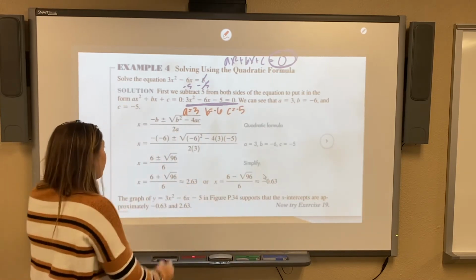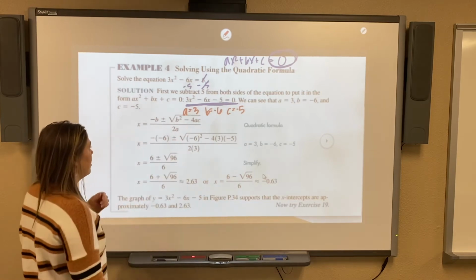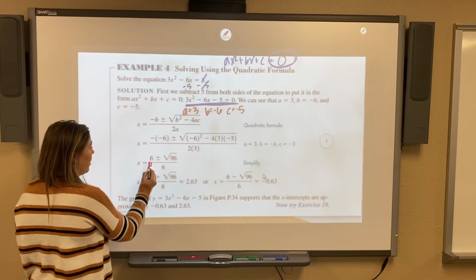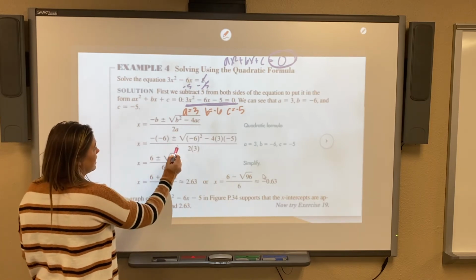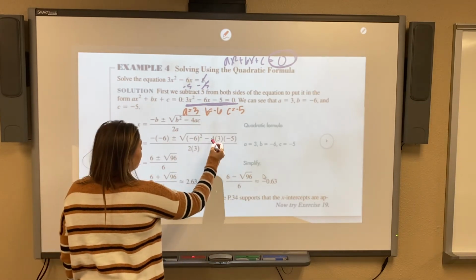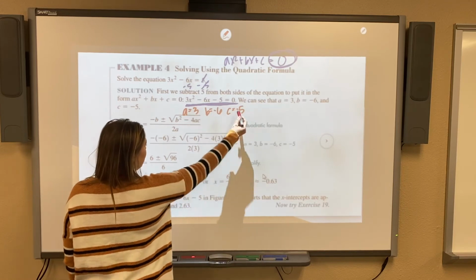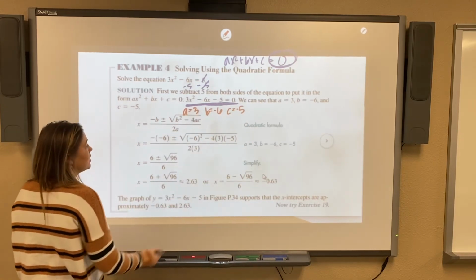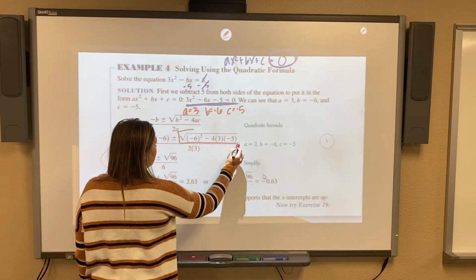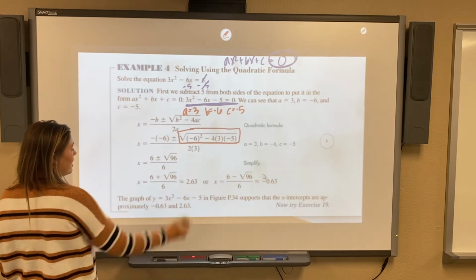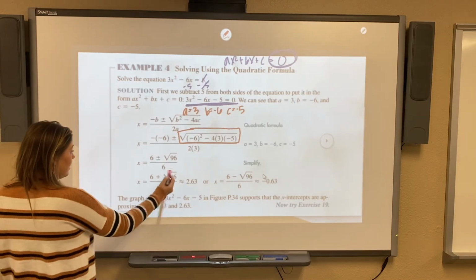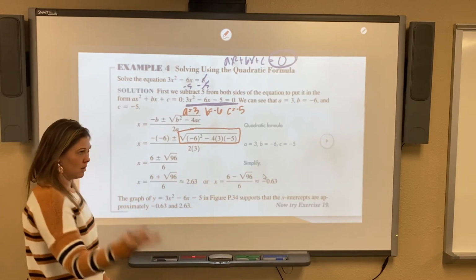So now we have our equation, and we can just plug in our numbers. So negative b, if we have a negative 6, it's now a positive 6, and then plus or minus the square root of negative 6 squared minus 4 times a, which is 3, times c, which is negative 5, all over 2 times whatever a is. So if we plug this in your calculator first, you get the square root of 96. The square root of 96 is not a perfect, lovely number.